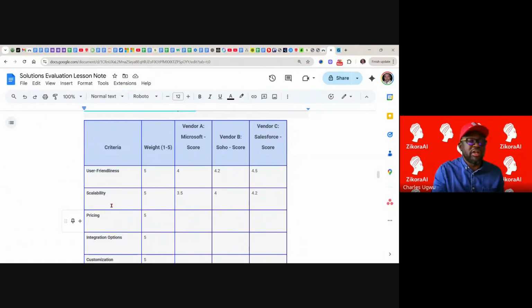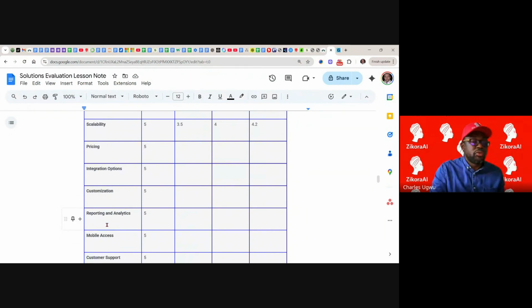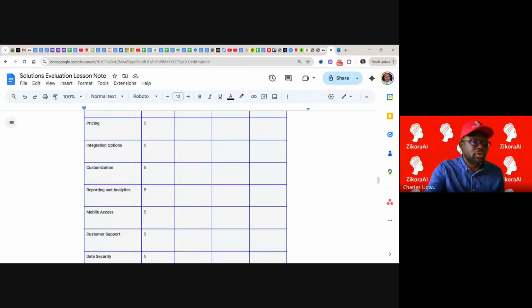Which one is more user-friendly? Which one is more scalable? Which one is more affordable based on our budget? Which one is easier for integration? Which one is easier for customization? Which one is better in reporting and analytics, if that's what we want so much?